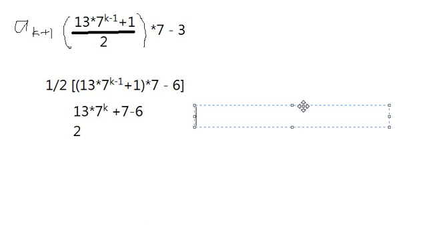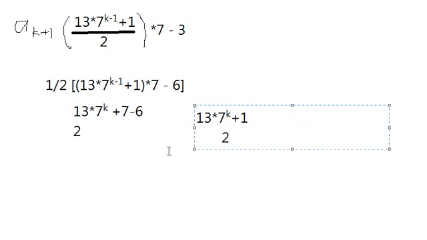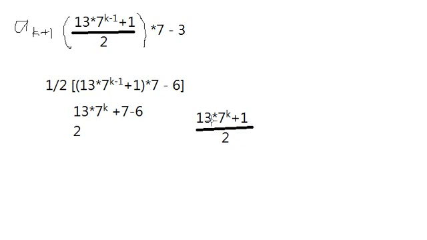plus 1. So 13 times 7 to the power k plus 1 divided by 2, and look, this might be the thing that we want. And to show the examiner, you write again, which this thing equals to 13 times 7 to the power of k minus 1 plus 1. Actually, plus 1 minus 1.